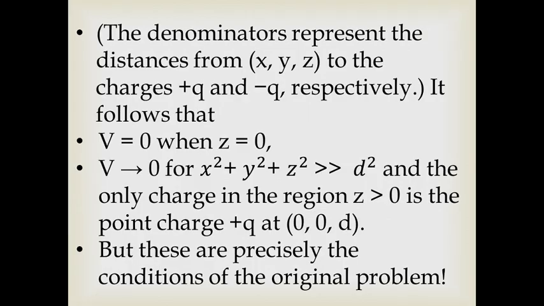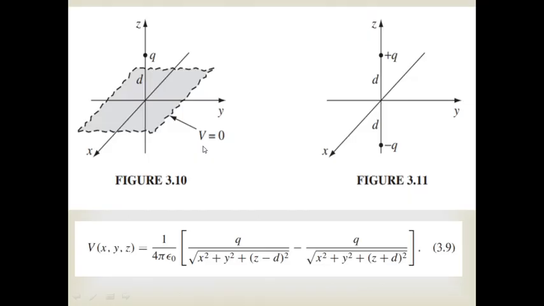The denominators represent the distance from x, y, z, that is point P in our region of interest, to the charges plus q and minus q respectively. It follows that if you substitute z equal to 0 in our equation, then what happens? The terms become minus d square and plus d square, so the denominators are going to be the same, the numerators are going to be the same, so this minus this is equal to 0 and the potential is going to be 0.